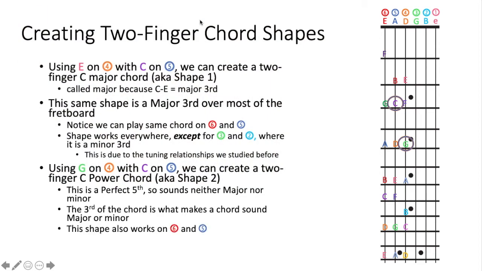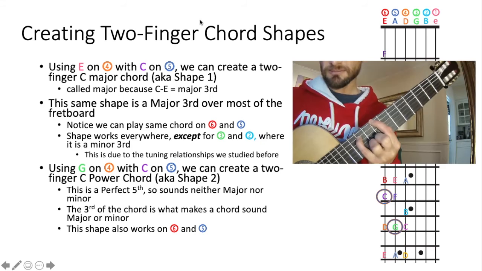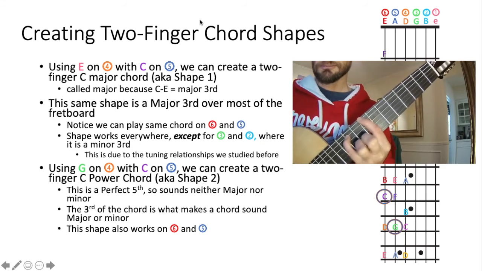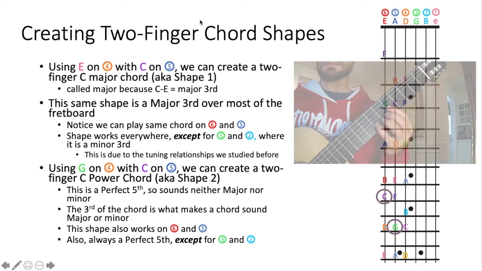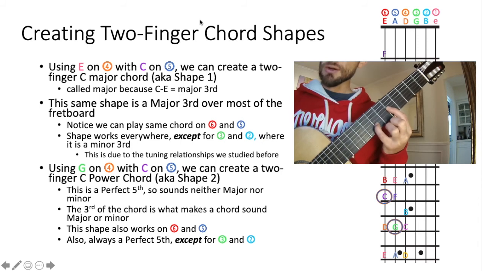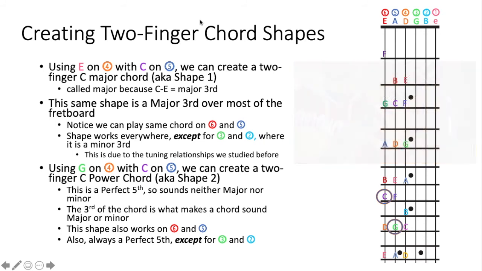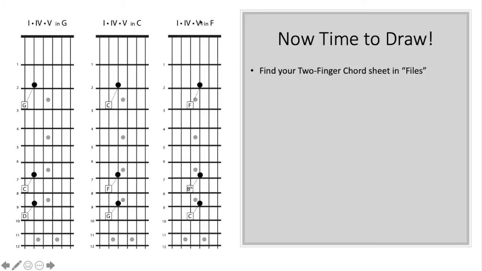Like before, this shape also works on 6 and 5. Also, this shape is always a perfect fifth, with the exception of the third and second string, where it becomes a tritone. You'd have to stretch it out 1 fret to get a perfect fifth on the third and second string. This is because of the same reason as before. The tuning relationship between G and B is not a perfect fourth. It's a major third.